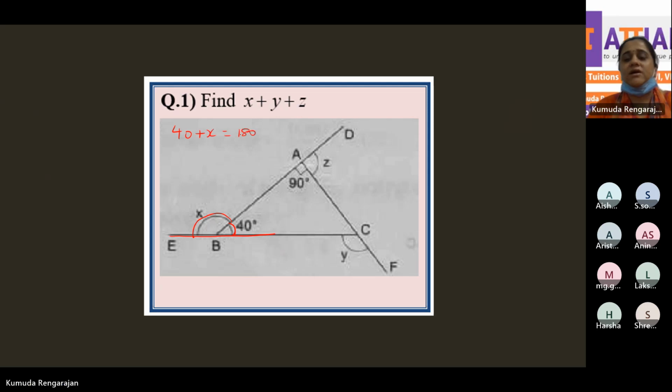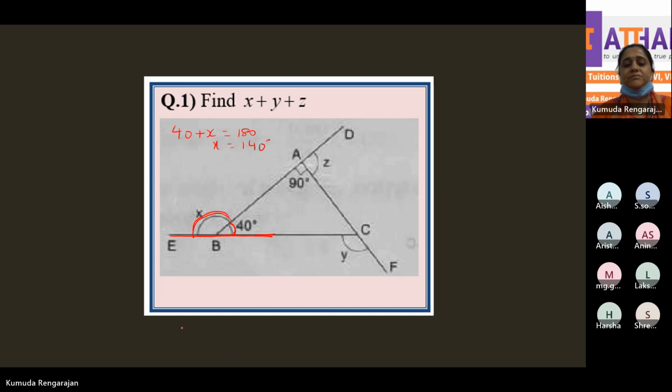Okay, so here the question is find x plus y plus z. Now we know that this is a straight line. Interior angle 40 degrees, exterior angle x. We know that interior angle plus exterior angle is equal to 180 because they lie on a straight line. So x is equal to 180 minus 40, which is 140 degrees.